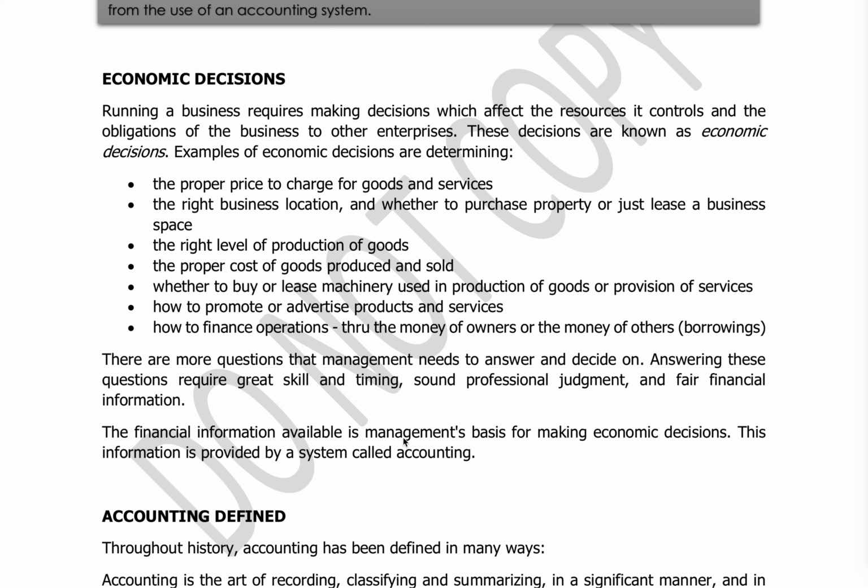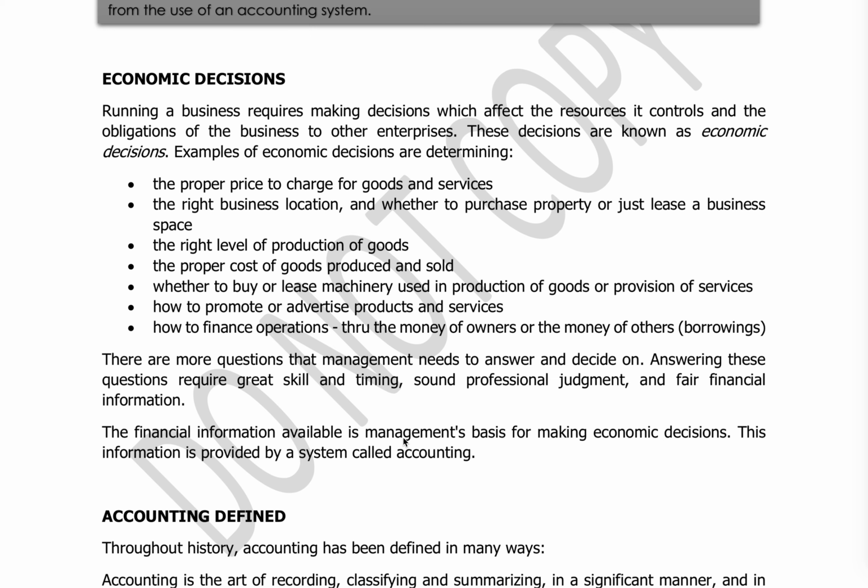So, ano ba yung examples? We have proper price to charge for the goods, right business location, ilan ba ang ipoproduce ng goods, ilan bang ibebenta, magkano ang cost, ano yung bibilhin ng mga equipment, yan. Economic decisions. Economic decisions affect the financial aspect of the entity. And in order to have an informed, reasonable economic decision, there must be proper accounting. So, yun na, papasok si accounting.